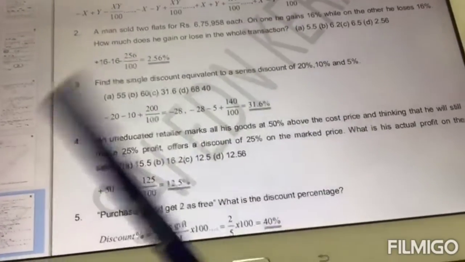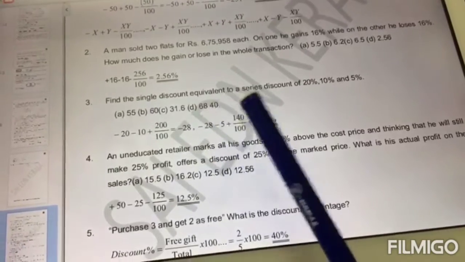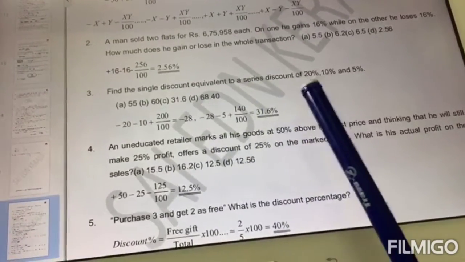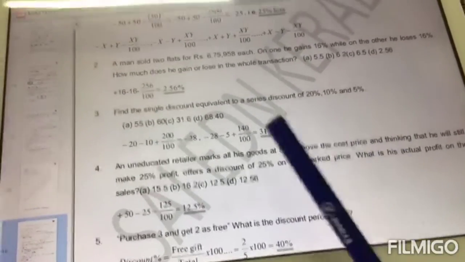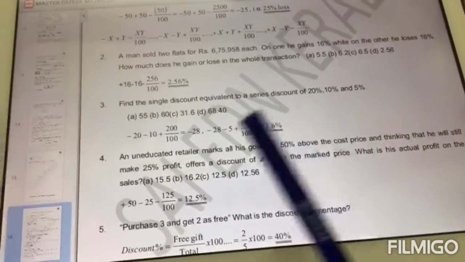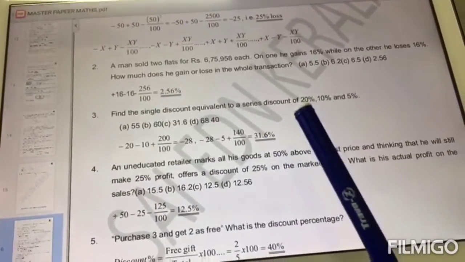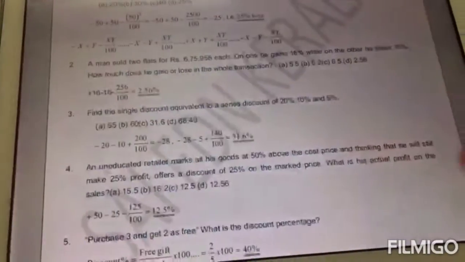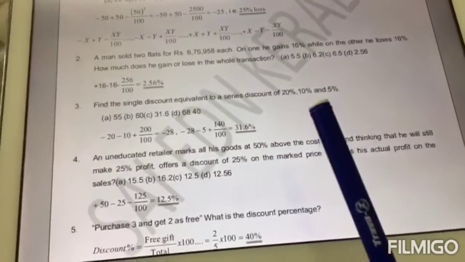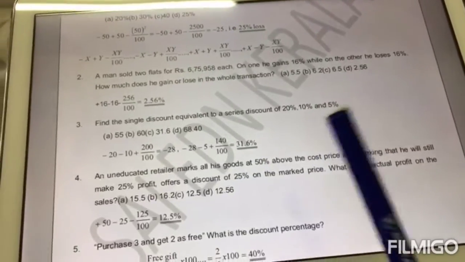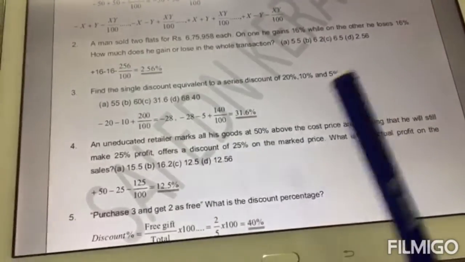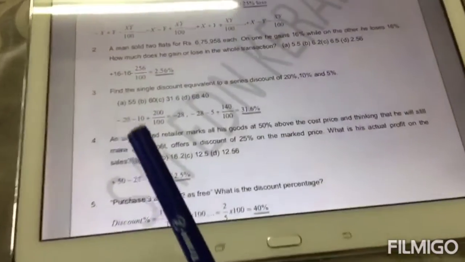Okay, number 3. Find the single discount equivalent to a series discount of 20%, 10% and 5%. What do you mean by series discount? Series discount means discount given one after the other. So first a discount of 20% is given, then a further discount of 10% is given, and then another discount of 5% is given. How do you work it out? They've given you an explanation, but I'll show you mine.